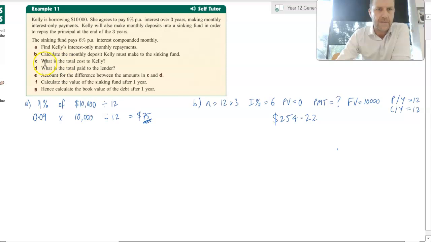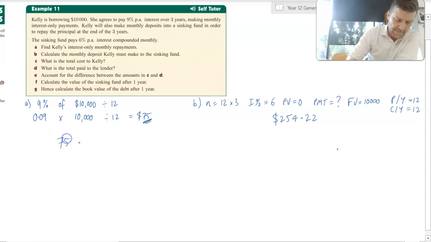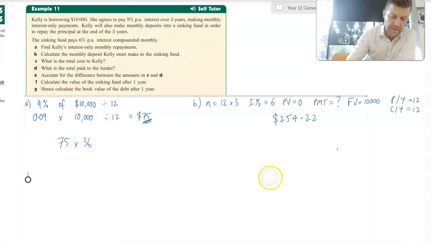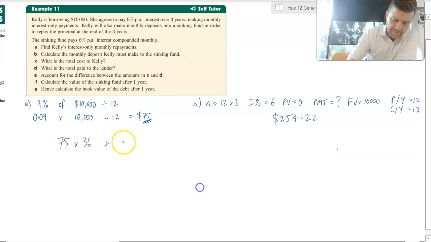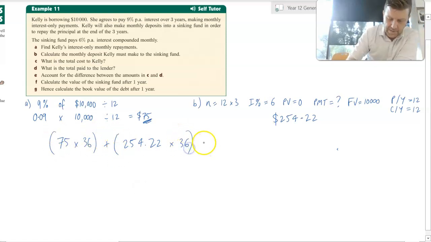And that gets me to the next question. What is the total cost for Kelly? Now, Kelly is paying $75 in interest per month, and she's also putting away $254.22 per month. So that's her total cost for 3 years. The 75 times 36, she's doing 36 payments of the interest of $75, plus she's doing the payment of $254.22, again 36 times, every month for 3 years. So that is the total cost to her.